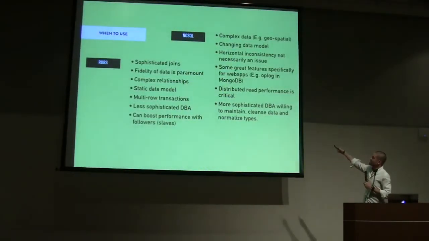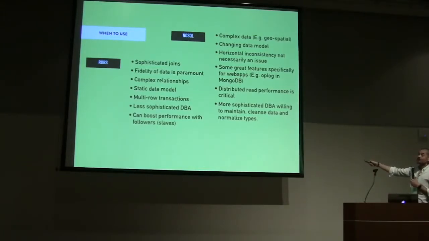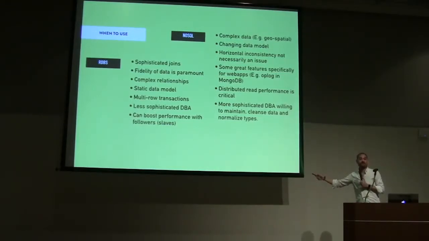So when do you use each? When do you use a regular traditional SQL database? When you have sophisticated joins, when fidelity of the data is paramount, complex relationships that you need to create and query, when you have a static data model that's not going to change very much because you don't have to worry about migrations, when you have multi-row transactions that you need to accomplish, a less sophisticated DBA, and you can still boost performance with a lot of stuff through followers, slaves that keep the data and you can read across those.